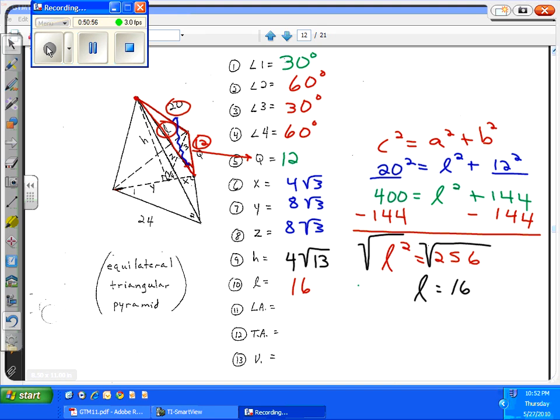We've got all these pieces and parts, and so now we want to find the lateral area, total area, and volume.